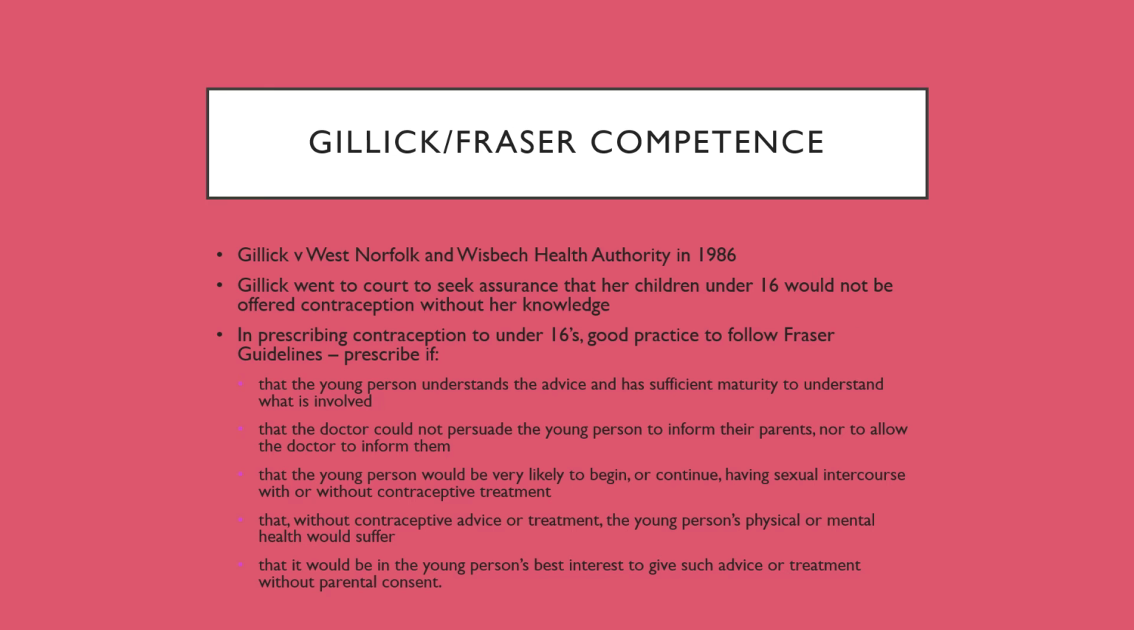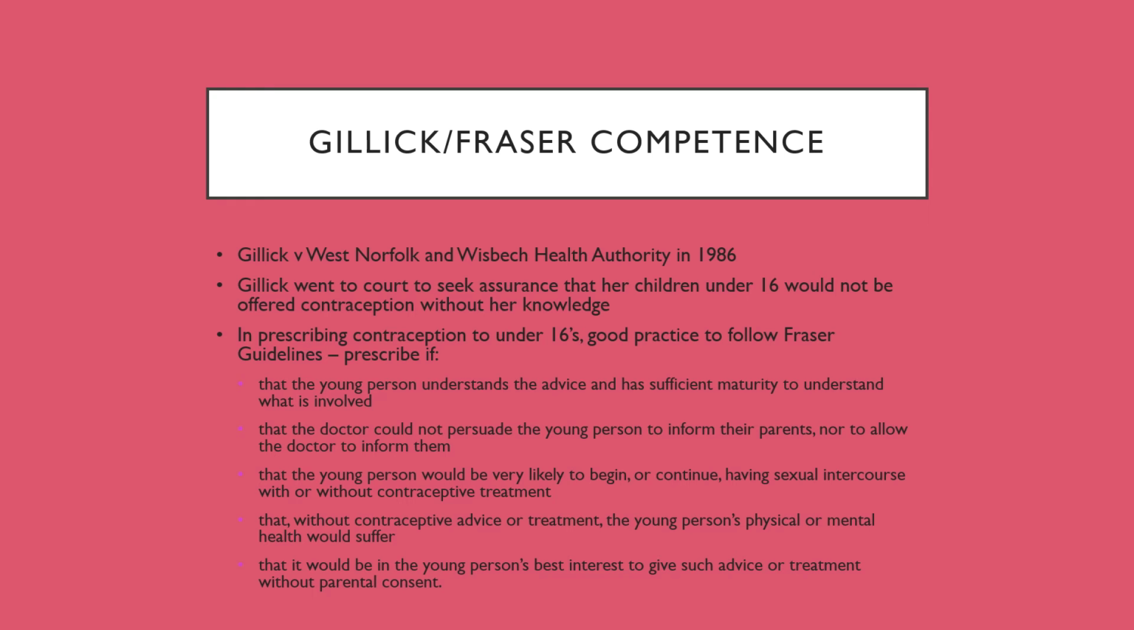So we're going to have a think about Gillick and Fraser competence. This follows from a case. A lady called Gillick went to court to seek assurance that her 5 children under the age of 16 would not be offered contraception without her knowledge. So that's why it's known as Gillick competence. It's also known as Fraser competence because that was the name of the judge that ruled.